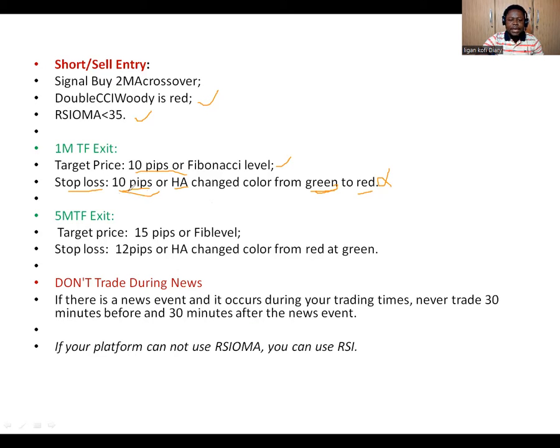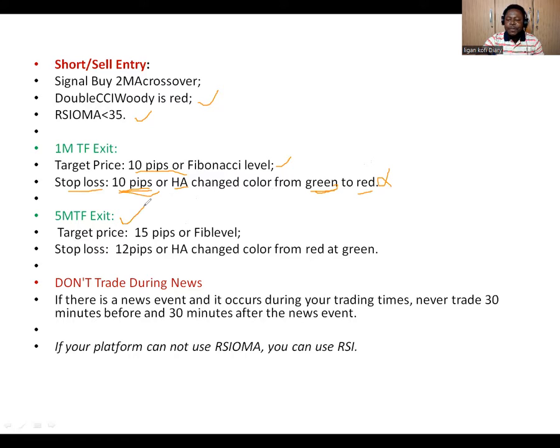So you can either target 10 pips, or the Heiken Ashi should change from green to red for you to exit. Or if you are selling, it should change from red to green, then you exit. Don't worry, I know this is confusing, but when we get to the MT4, it will be easier.